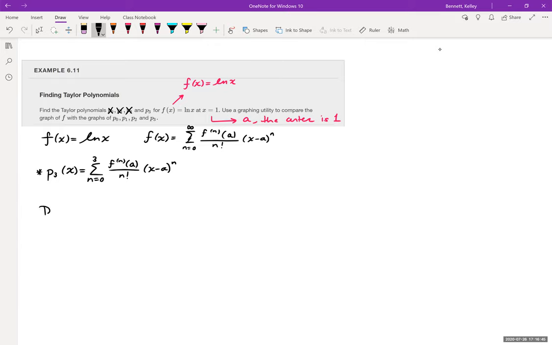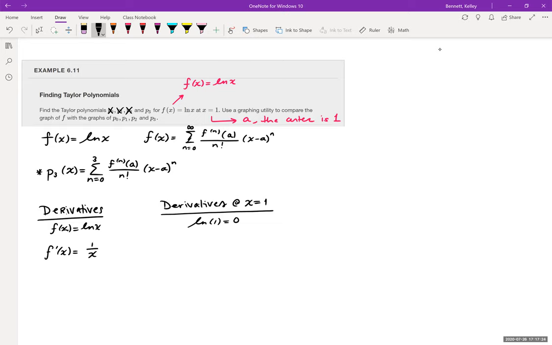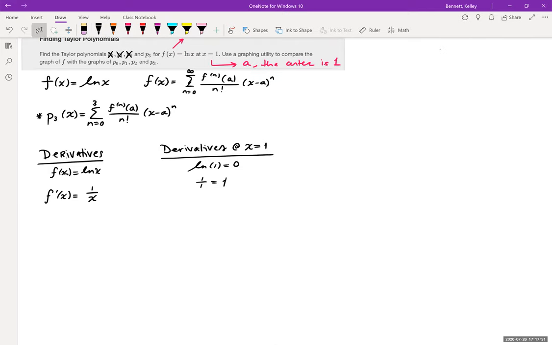So usually what I do when I set up these problems is I make a list of derivatives. And then after I do that, I do the derivatives at the center. So for us, our center is 1. So the zeroth derivative is just the function itself, which was ln of x. If I plug in 1 for ln of x, I just get ln of 1, which equals 0. Then the first derivative is 1 over x. So then 1 over 1 equals 1. So again, just plugging in 1 of whatever derivative I find.